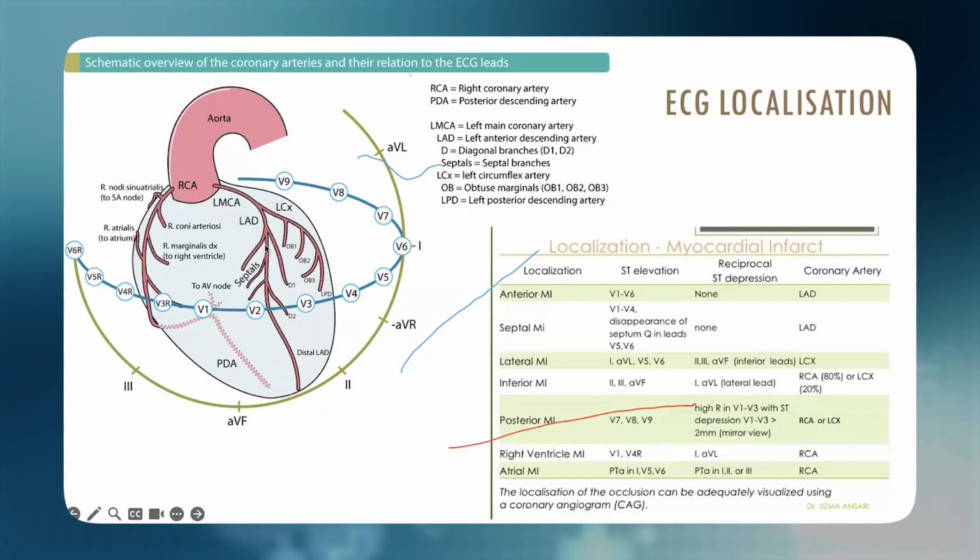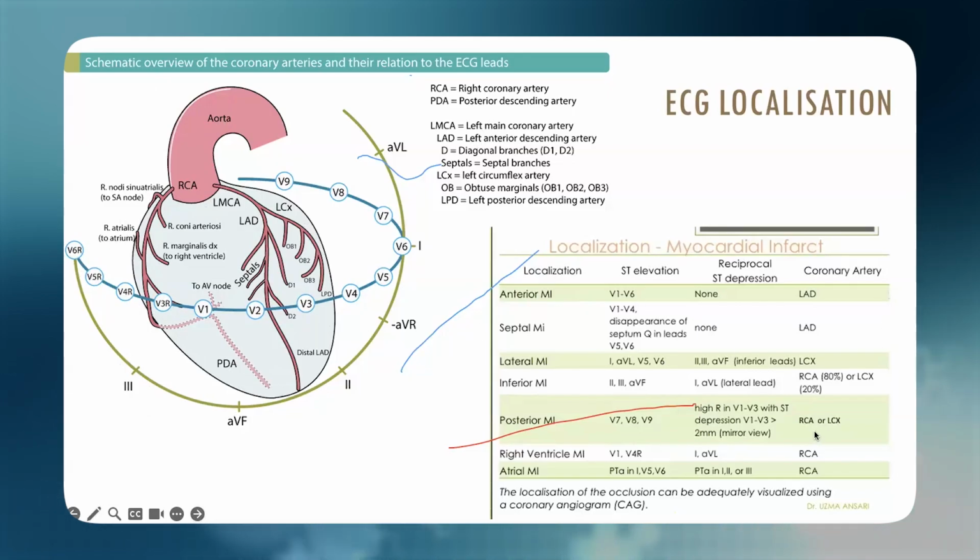If LAD is blocked, this is supplying the anterior wall, so we will see elevations in V2, V3, V4, V5. If LMCA is blocked, there can be extensive elevations in the anterior and lateral leads, or there can be something else called the LMCA pattern. I'll come to that later. Now, if the RCA is blocked, see which leads are facing it, none of the chest leads. So there will be elevations in the facing leads, lead 3 and lead 2. Apart from that, if we put the right ventricular leads, V4R, V5R, there will be ST elevations in them.